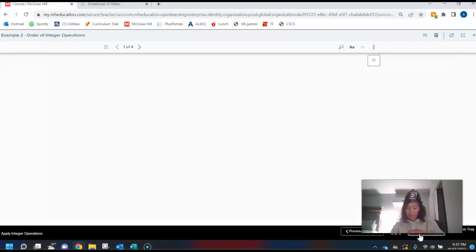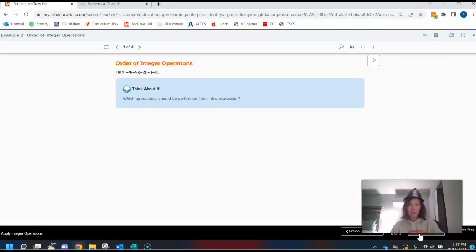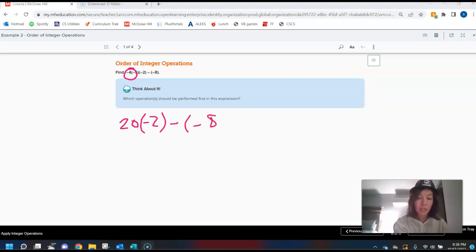All right, look at example 2 on page 167. So now we want to multiply negative 4 times negative 5 times negative 2 minus negative 8. So with multiplication, just work 2 at a time. Let's do this first. Negative 4 times negative 5, negative times a negative, is positive 20. And then we still have the minus 2 minus negative 8. So just bring everything else along for each step. 20 times negative 2, positive times a negative is going to be negative 40.